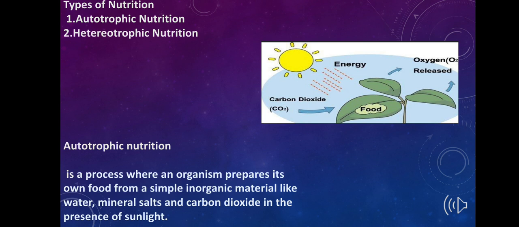Sun rays fall on the leaves. They trap energy in the presence of CO2 and make glucose. That is the energy for this plant. So they release O2, which is useful for human beings and all living beings.